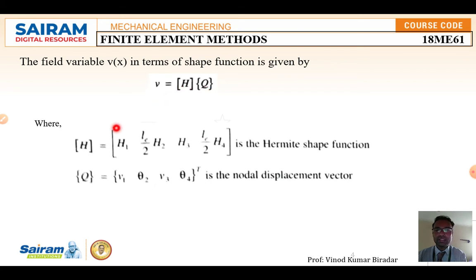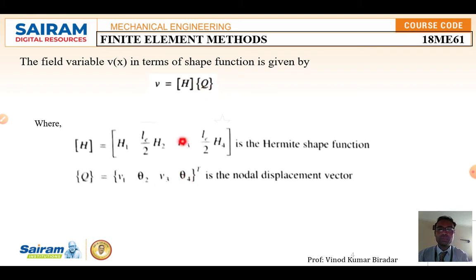Here H is called the Hermite shape function, where H1 is equal to H1, Le by 2 H2, H3, Le by 2 H4. How we got this equation, we already studied in the previous lecture video. Here we are going to apply the boundary conditions. By applying the boundary conditions, you need to calculate H1, H2, H3, H4 and substitute them in this equation. Then you get the Hermite shape function for the given beam element.